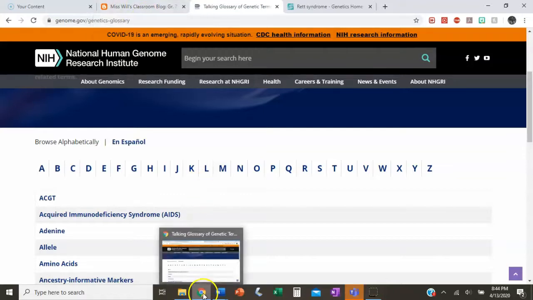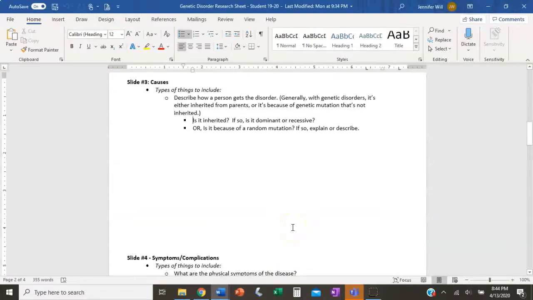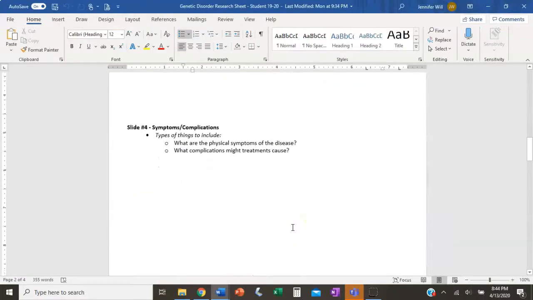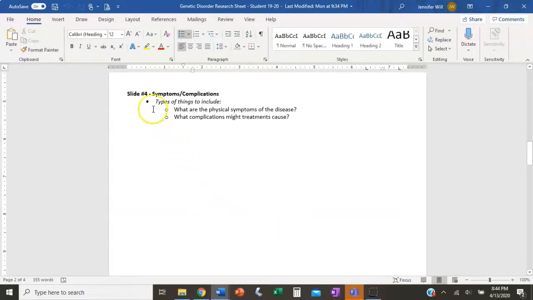So let's go back to our research page for just a second. We'll go to our next topic, which is symptoms and complications. Symptoms are basically what happens to the body because of this particular disorder, and complications can be when those things happen to the body, how does that complicate things even further? Like, what is kind of the domino effect of that?